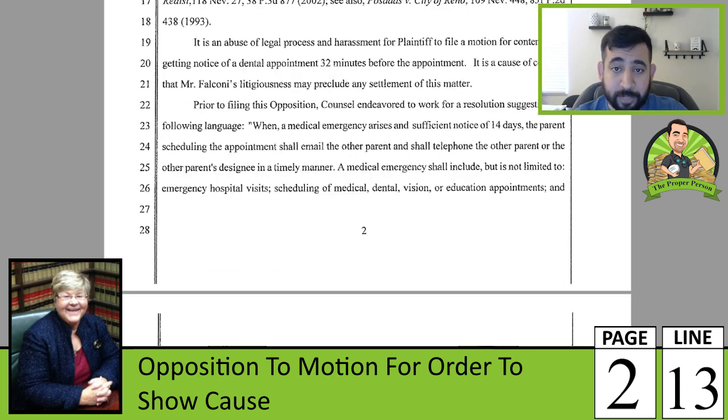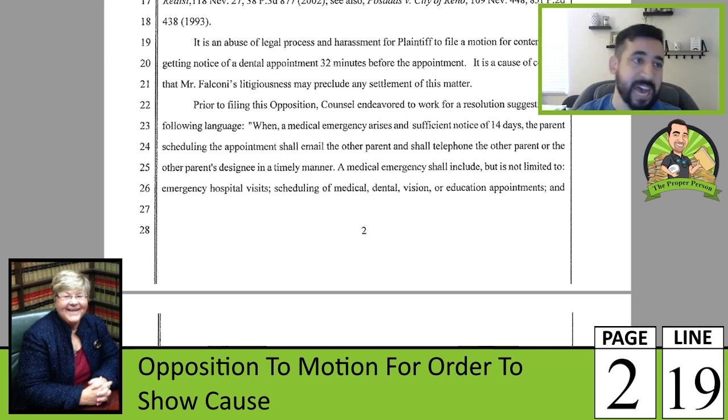Now she's bringing up abuse of process, and I don't know if she's brought this up before. But abuse of process is something that you're supposed to file a separate lawsuit for. So I'm not sure why she's bringing this up in an opposition to a motion. I have a video on this topic, guys. It's called abuse of process, and it's a lawsuit for money damages. It's a claim for money damages, and it's not a basis to block a motion.